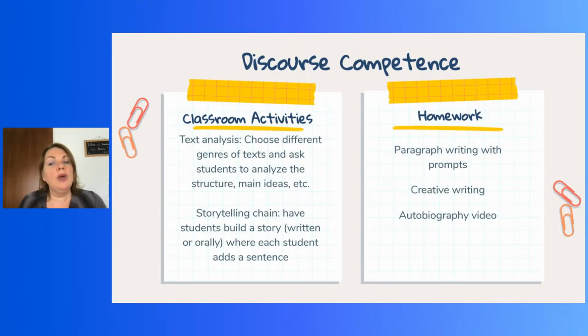Creative writing is a great opportunity for students to be creative, to come up with their own ideas, their own stories, and use their imagination. We also need to make sure that we have cohesion and coherence in creative writing, right? If we don't want to work with writing, we can do an autobiography video, for example, have students record themselves telling their autobiography.